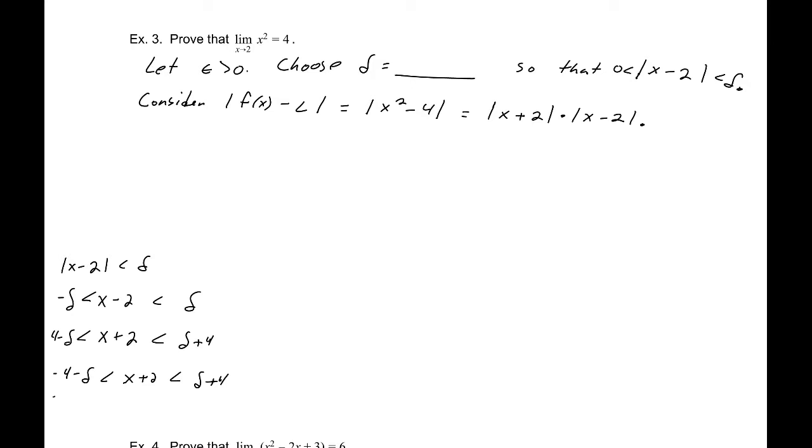Factoring out a negative here, okay, x plus 2 is less than delta plus 4, which means the absolute value of x plus 2 is less than delta plus 4. Well, I cannot choose a delta that depends on the value of delta. That really doesn't make any sense. So what I'm going to say is I would really like it if delta was less than 1. Just say it's less than 1. We want to restrict it there. All right. So if delta is less than 1, then that means that the absolute value of x plus 2 is less than 5.